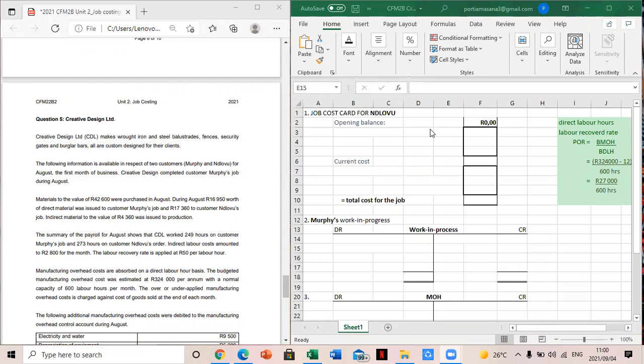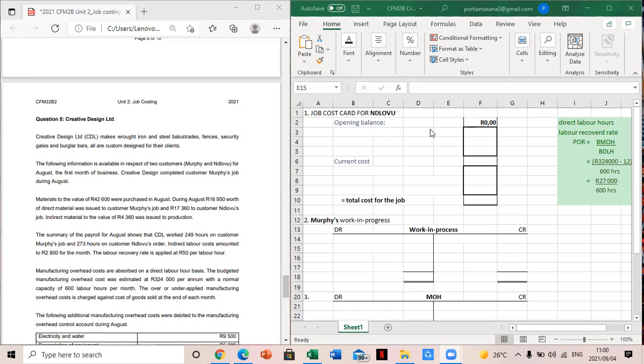Before we start with today's work, I hope you can see my screen. I'll just go through a short theory. With job costing, unique products are produced as per customer specification. We don't produce large quantities of products. It's just one unique product for a specific customer.